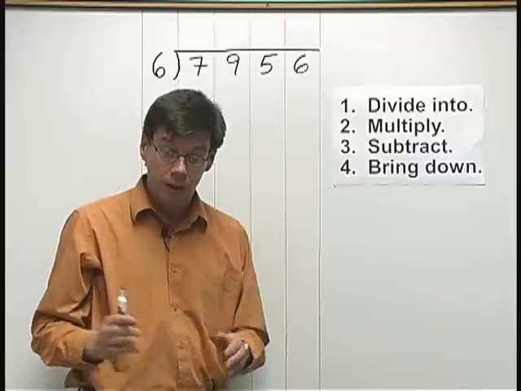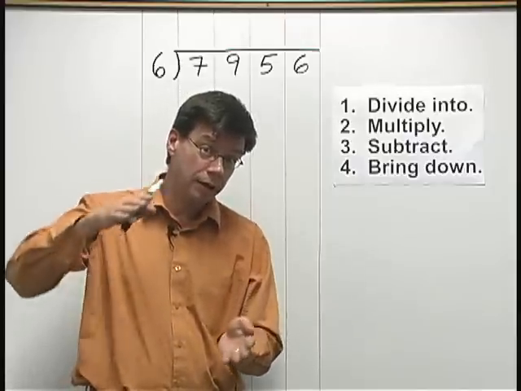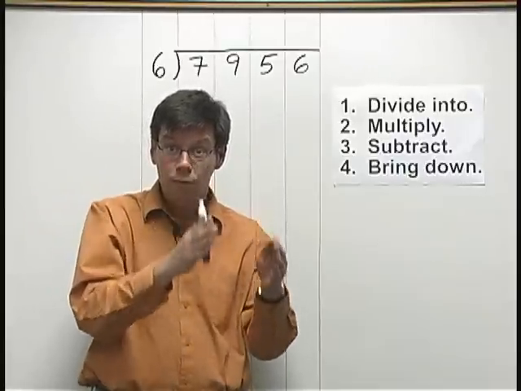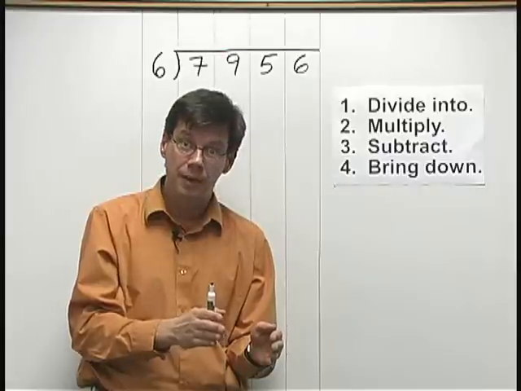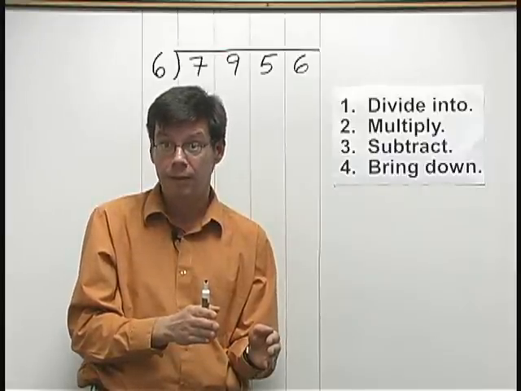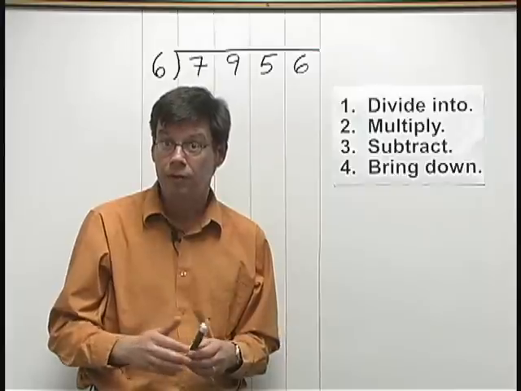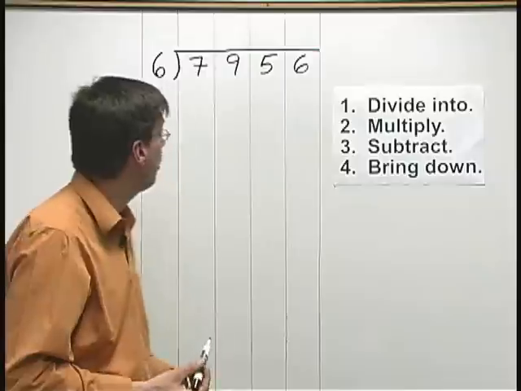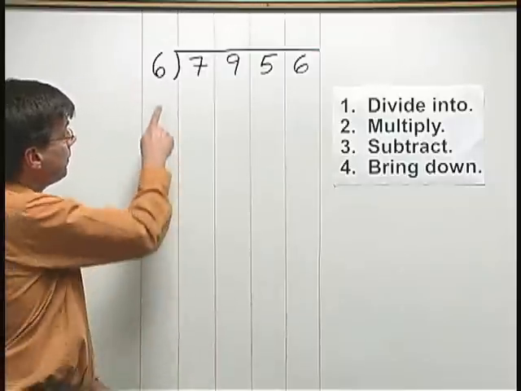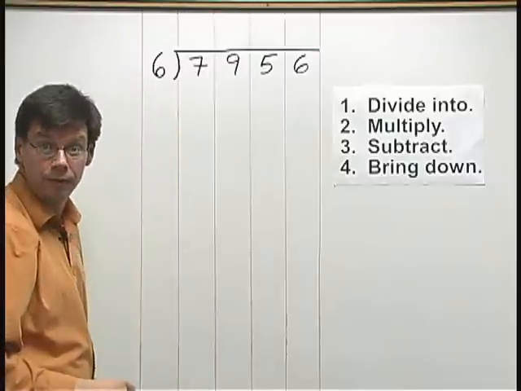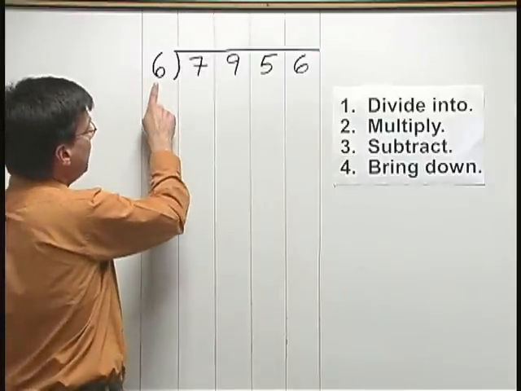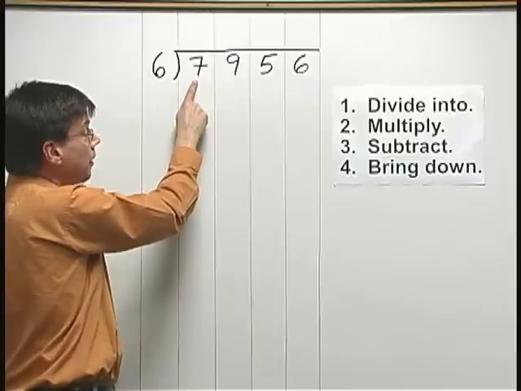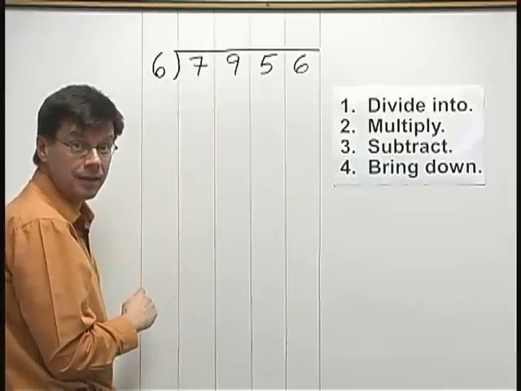You can also take a sheet of binder paper and turn it sideways so that the lines go up and down and write out your long division problems on that sideways sheet of binder paper. That can help you get the right answers for your problems. Now let's go ahead and start the process here. I start out by looking at the number in front, the 6, and I ask myself, how many times does 6 go into the very first digit I see inside, the 7?